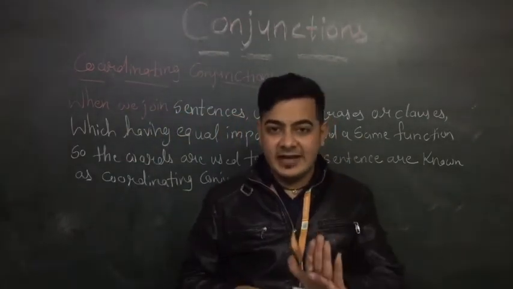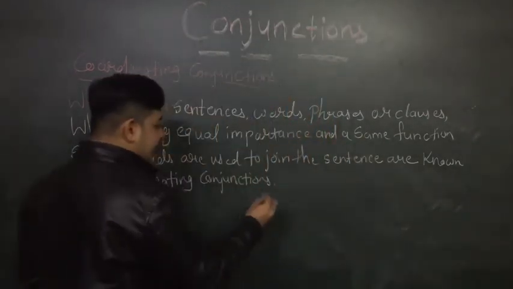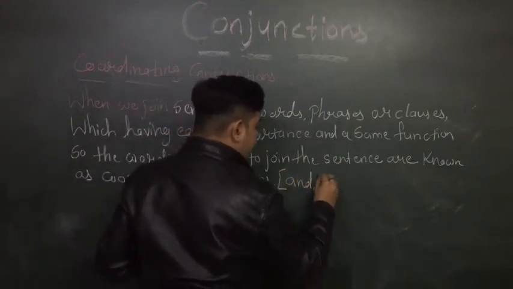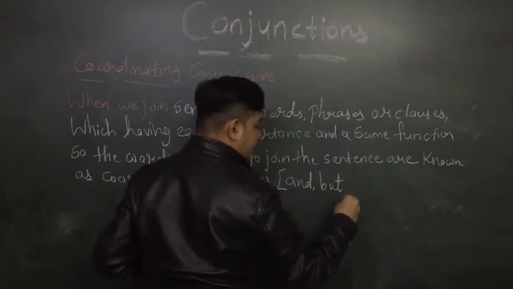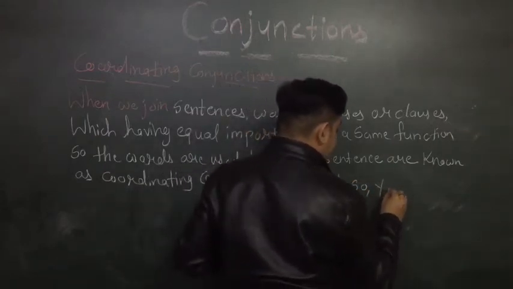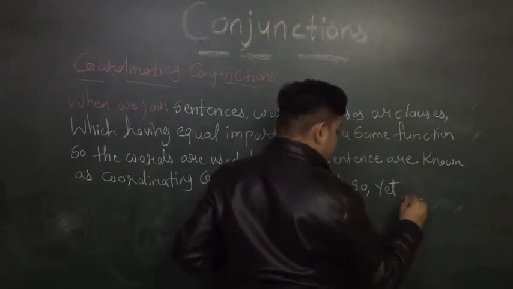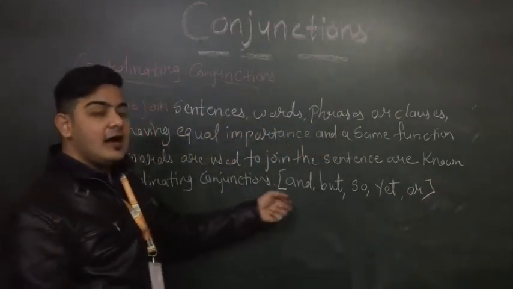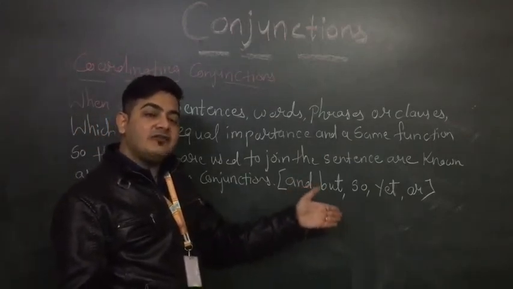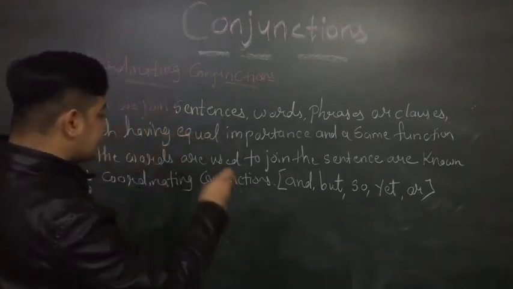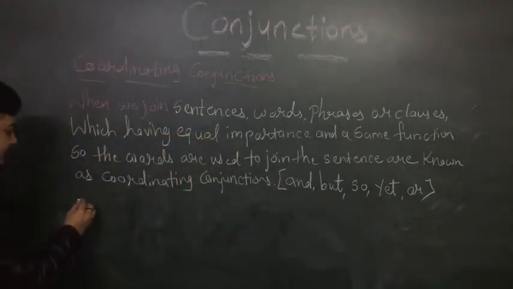Now the main 5 types of coordinating conjunctions we have. First one it is and, but, so, yet, or. These are all our 5 types of coordinating conjunctions. ठीक है. So let's do the example of it, students.